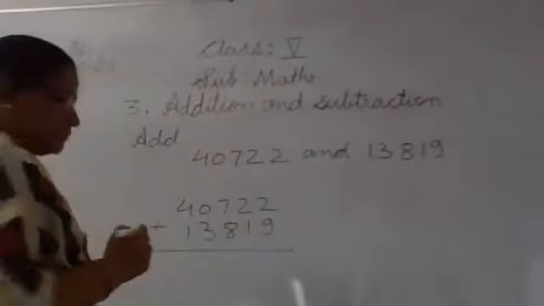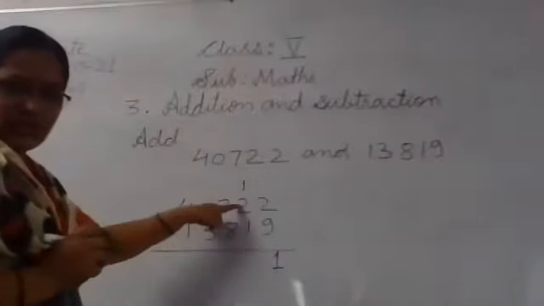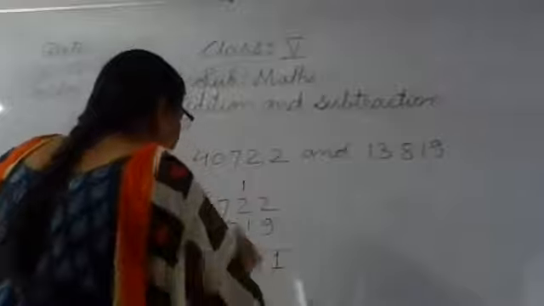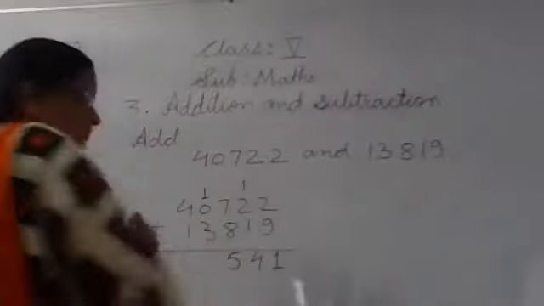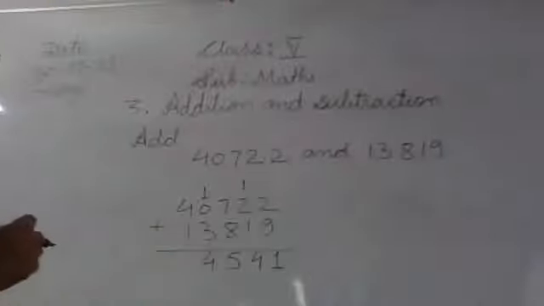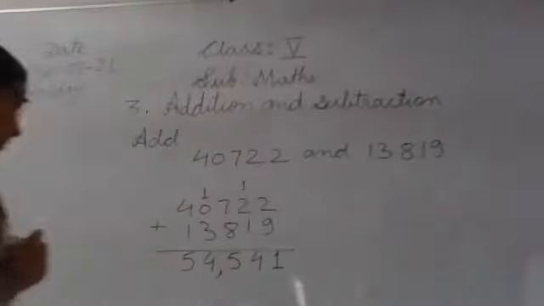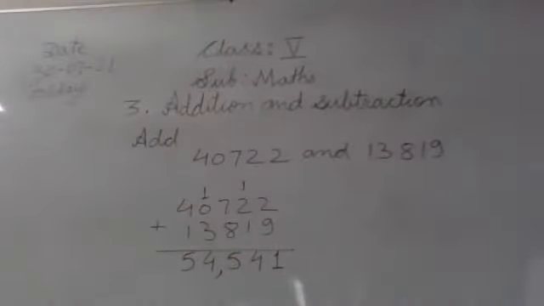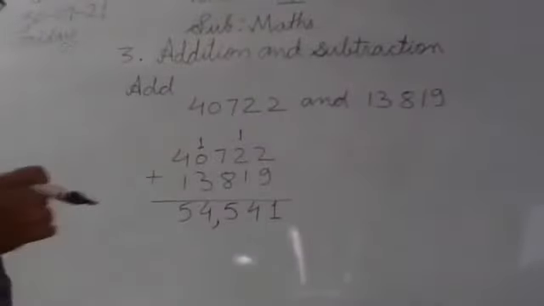So 9 plus 2, 11, carry over 1. 1 plus 2, 3, and 3 plus 1, 4. 7 plus 8, 15, carry over 1. 1 plus 3, 4, and 4 plus 1, 5. So your answer is 54,541. You have learned it in 4th standard, addition of the 5-digit number. Okay, so let's solve one more question, beta.